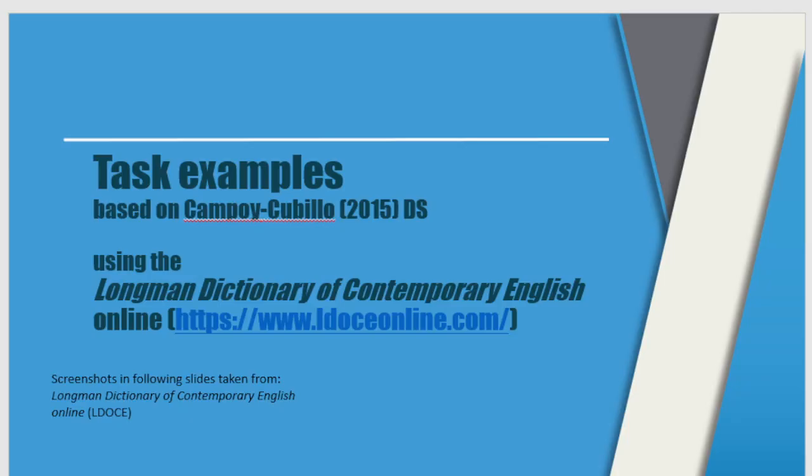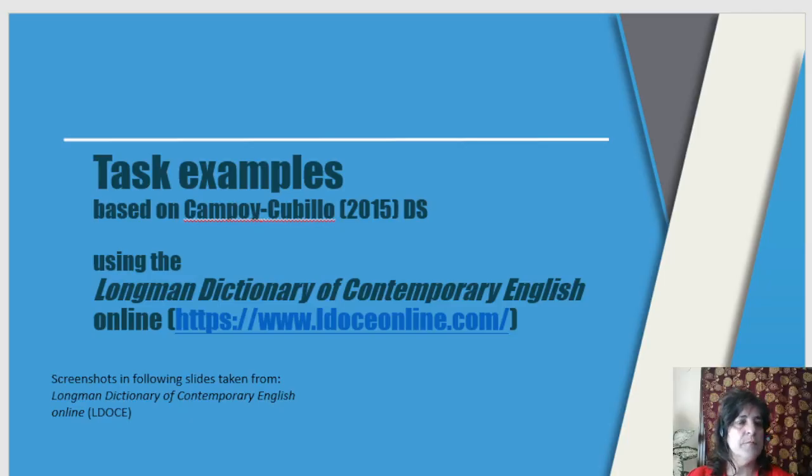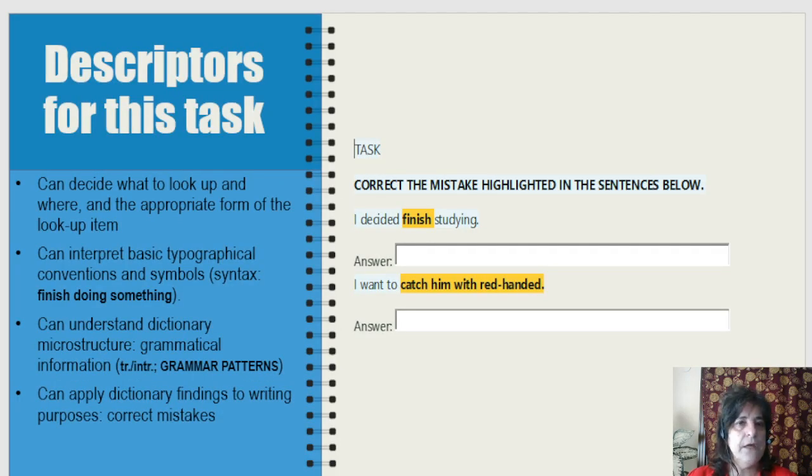So let me give you a few examples of dictionary skill tasks. They are all designed using the Longman Dictionary of Contemporary English. So this is the first example. This is a very easy task where the learners are asked to correct the mistakes highlighted in the sentences. Which would be the dictionary skill descriptors for this task?